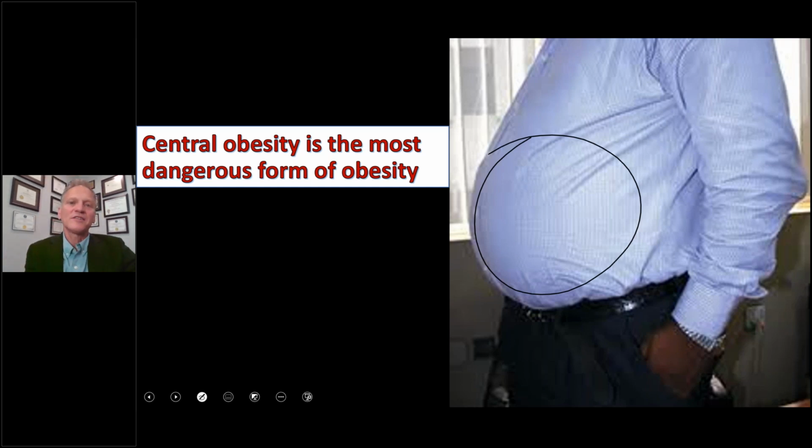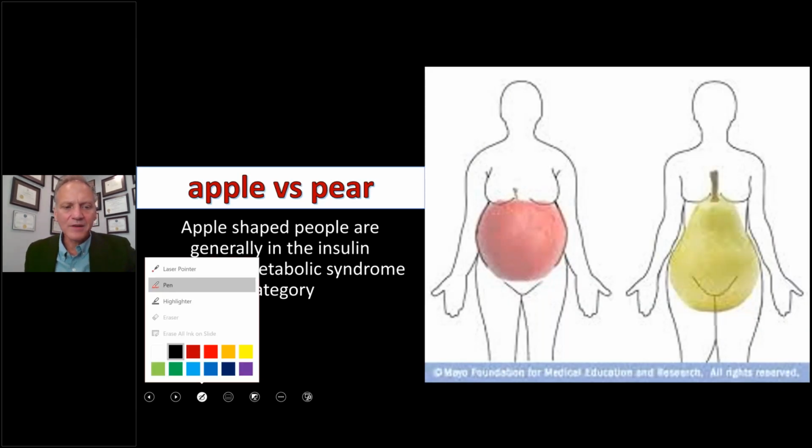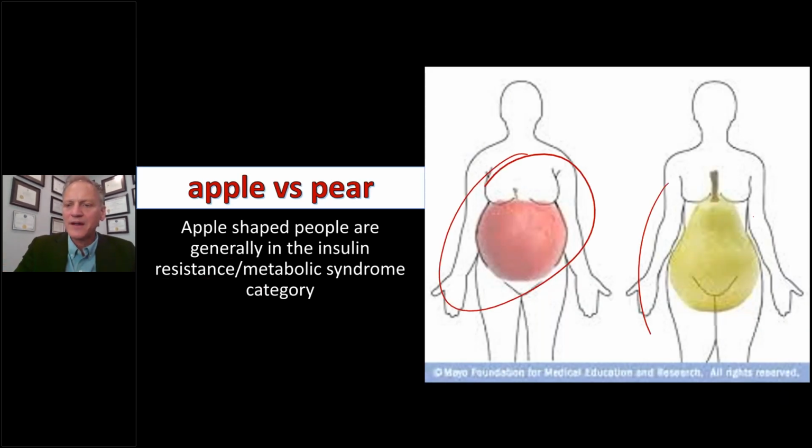Because guess what? If you're insulin resistant, guess what happens? If you're a man and you're insulin resistant, you will convert more of your testosterone into estrogen than is really healthy for you. So if somebody comes in and they're shaped like an apple, not like a pear, this is insulin resistance. This is a metabolic syndrome look.